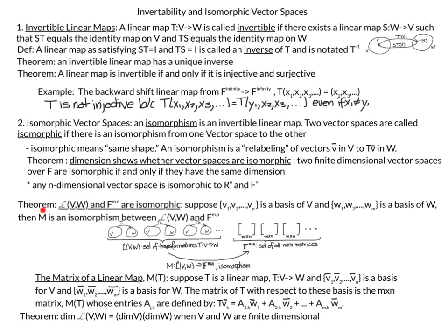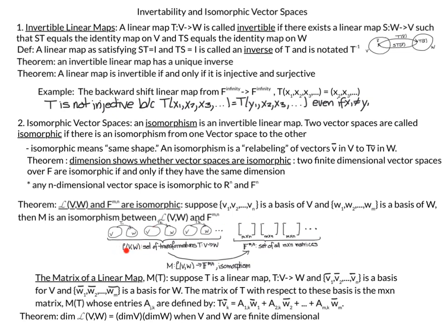And we have this theorem that the set of linear transformations from V to W, and here F^(m×n), that's the set of m by n matrices, are isomorphic. So suppose v1, v2 up to vn is a basis of V, and w1, w2 up to wm is a basis for W, then M is an isomorphism between the space of linear maps and the m by n matrices. This is the picture that kind of helps me sort all of this out.